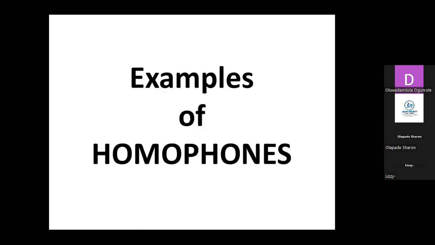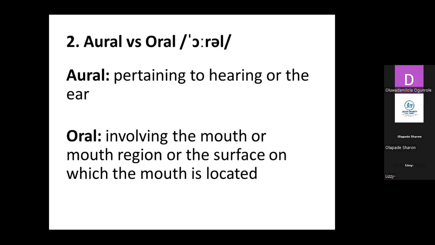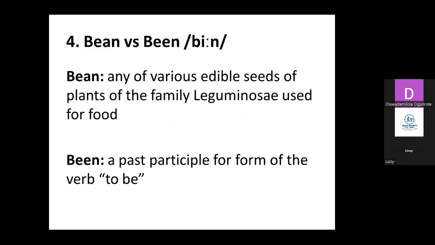And then I gave some general examples of homophones, where we talked about ale and ail, where one means to be unwell and the other one means another name for beer. And we talked about aural and oral, the first one having a perception from the air, and the second one having to do with the mouth. And then we talked about bait, one having a meaning something that can entice or lure, and the second one, bate, meaning to soak something in a chemical, in a solution, either to remove the chemicals or to soften it. And then we talked about bean and been. We talked about the first one as a seedling, that is from the legume family, and then the second one as the past participle of the verb to be.